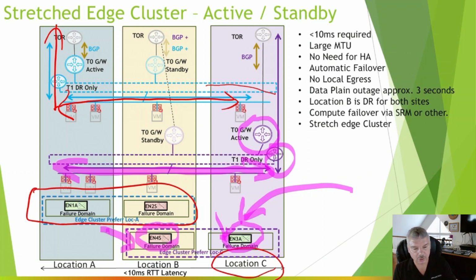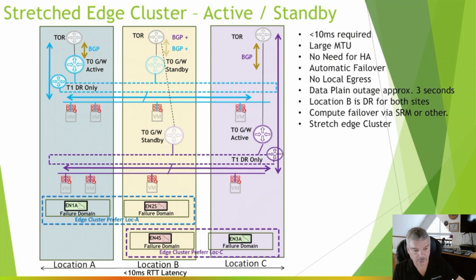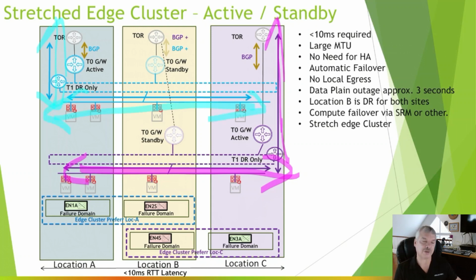So all traffic, let me clear all this, all traffic for the purple network goes in and out of location C. All traffic for the blue network goes in and out of location 1, or location A, sorry. Okay? Great. We see that location B here is kind of acting as a disaster recovery site for both.